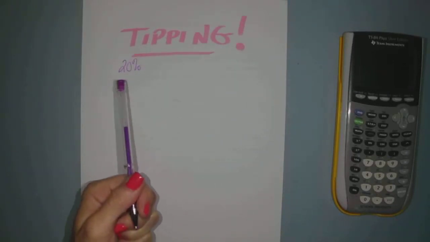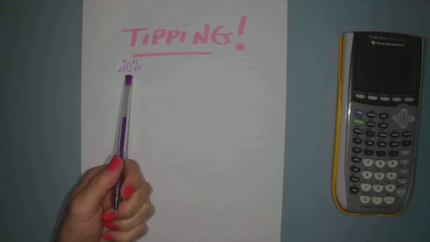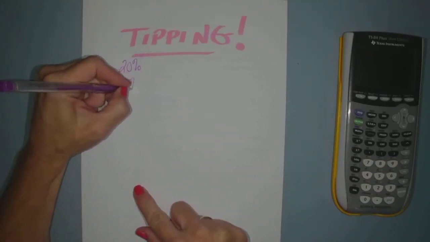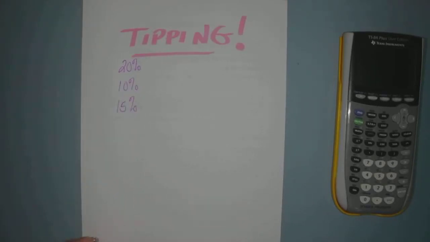In our society, at least as far as I know, if you have good service at a restaurant, 20% is a really nice tip to leave your server. Now, say your service isn't so great. Maybe you leave 10% of your total bill, or maybe somewhere in between, 15%. So I'm going to teach you how to be a good tipper today.